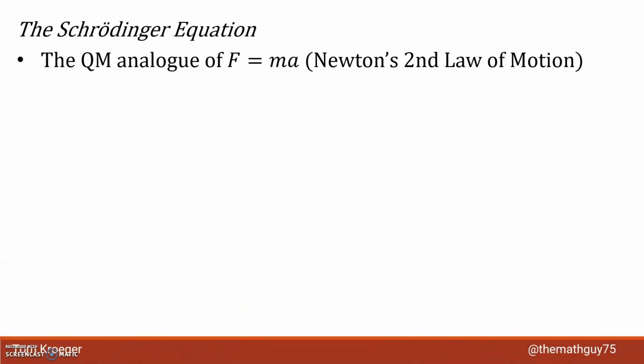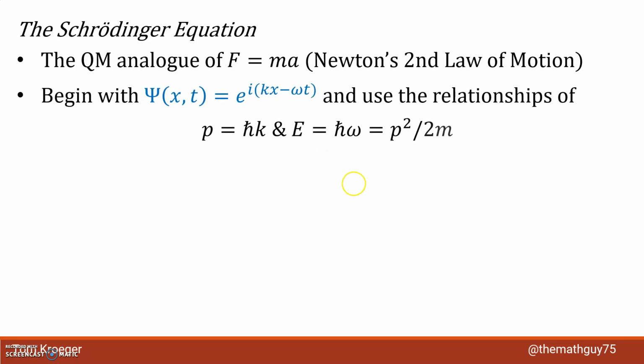Okay, and now we'll get to the Schrodinger equation. This is the quantum mechanical analog of F equals ma, which is Newton's second law of motion. At the macro world, F equals ma works just fine. It works great for sending rockets to Mars. But at the micro level, at the subatomic level, it doesn't. So the Schrodinger equation is basically the F equals ma of the quantum world. Beginning with the generic wave function and using these relationships of momentum, the wave number, energy, and omega, we can derive the Schrodinger equation.